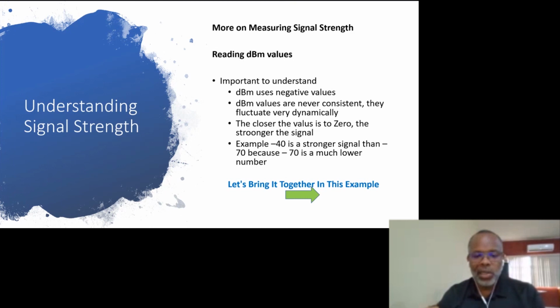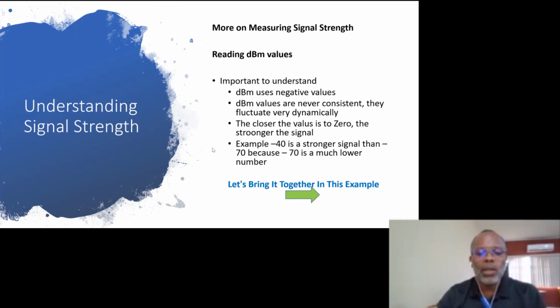dBm values are never consistent. Just like we saw the oval, and we pointed out that that oval is never going to be as clean in real life, it's the same thing. dBms are never going to be consistent. Your device may have a negative value of 40 now, and you turn around and it's -50, right? You sit down, it's -75, because you're dealing with wavelengths, guys, all right? Radio frequencies, so it's not something that's going to be consistent. They fluctuate very dynamically. The closer the value is to 0, the stronger the signal, because we're dealing with negative values. For example, -40 is a stronger signal than -70, because -70 is a much lower number.